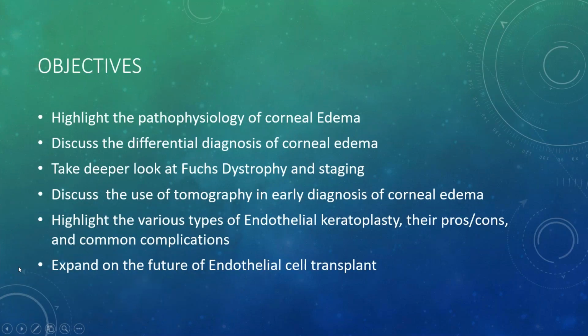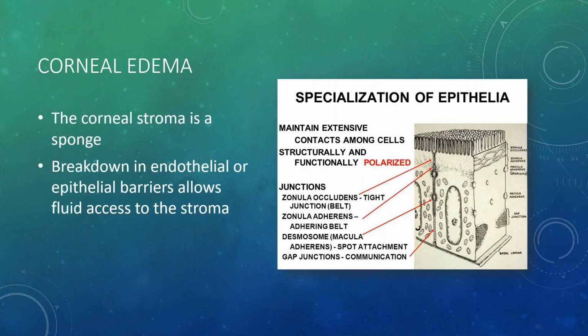All right, so the objectives of the presentation are just to look at the pathophysiology of corneal edema. We're going to discuss the differential diagnoses, take a look at Fuchs dystrophy and how we stage it. Also look at tomography and how that plays a role in our early diagnosis of corneal edema. I'm going to highlight the various types of endothelial keratoplasty, the pros and cons, why we use different ones, and then expand on the future, what I see going forward in our field.